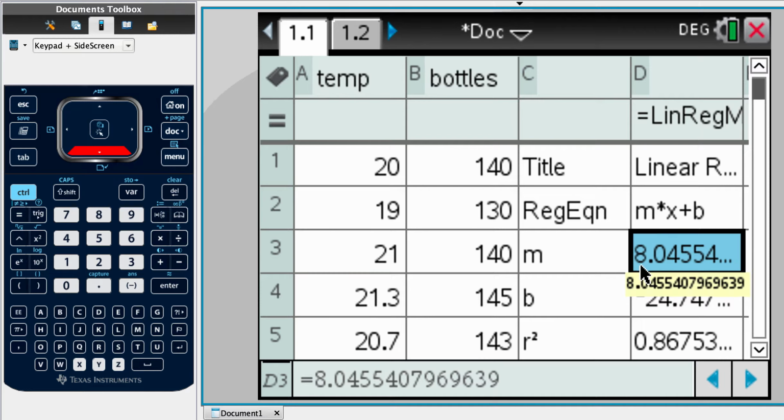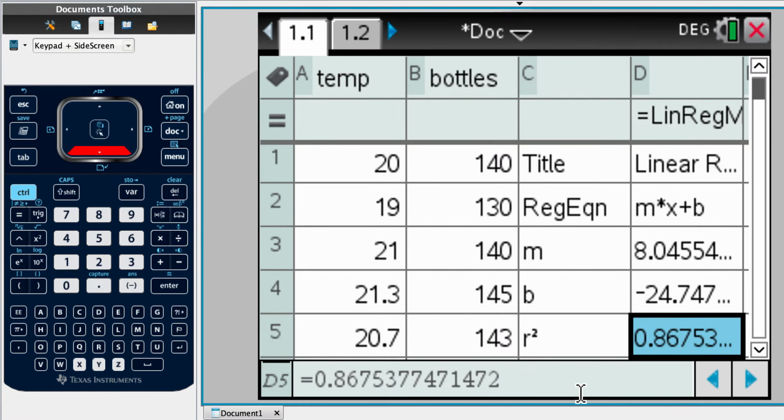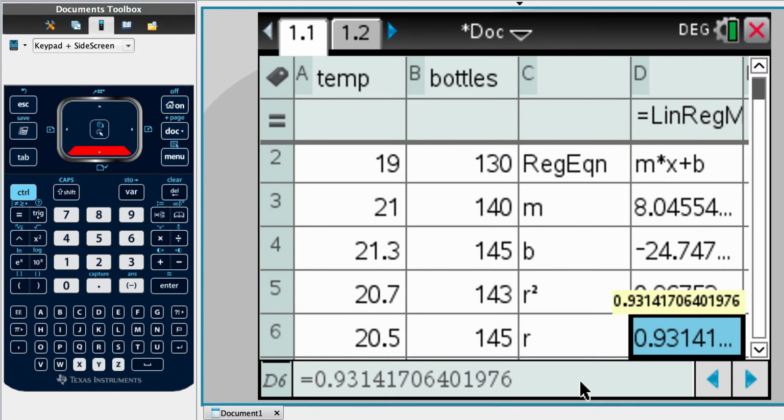So we've got the gradient is 8.05 and the y-intercept is negative 24.7. But we also get this r squared value here, the coefficient of determination, and we've got the r value of 0.931, which is very close to 1. So that's telling us we've got strong positive correlation, and now we've got the values to back that up. Find the equation, so it's y equals 8.05x minus 24.7. There's your regression line equation.